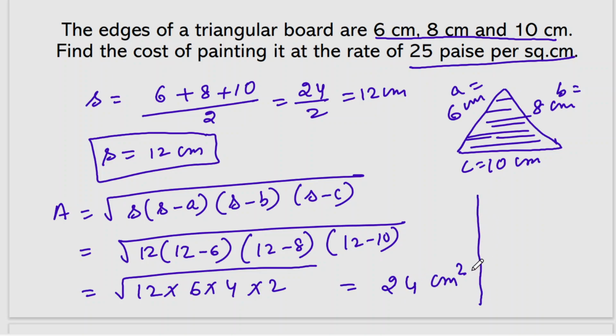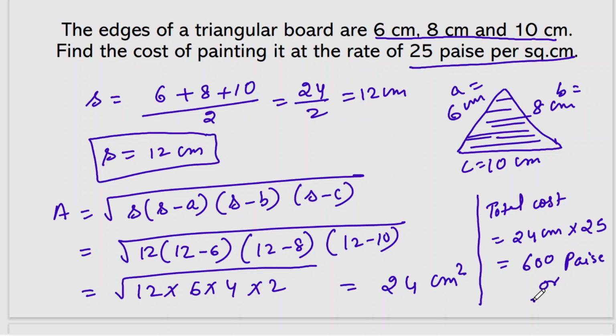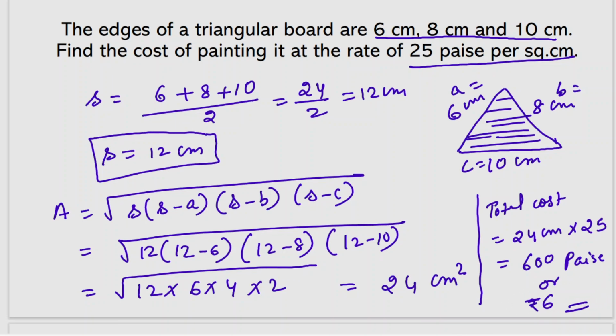Now the cost of the painting is 25 paise per centimeter square. So you can say total cost will be equal to 24 centimeter square into 25 paise. Okay, so finally you will be having 600 paise, or you can say rupees 6. Okay, so finally you got the value in rupees.